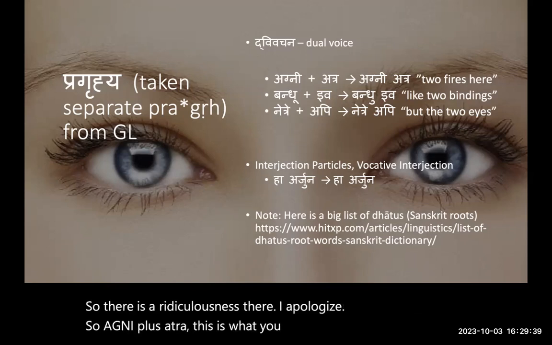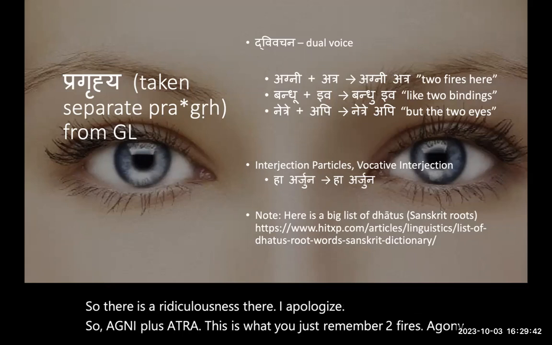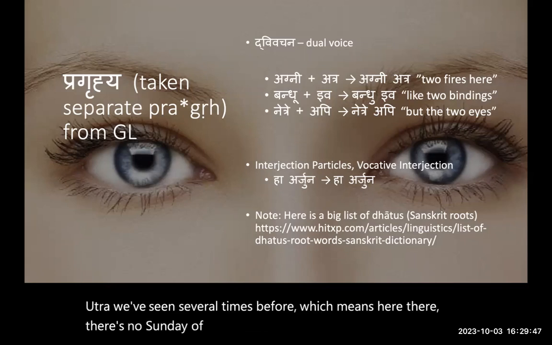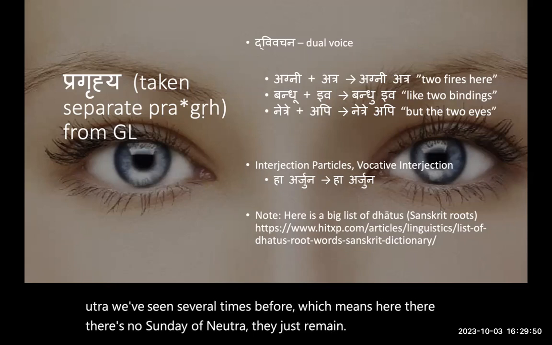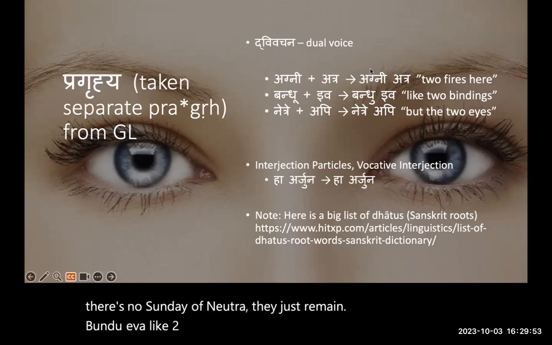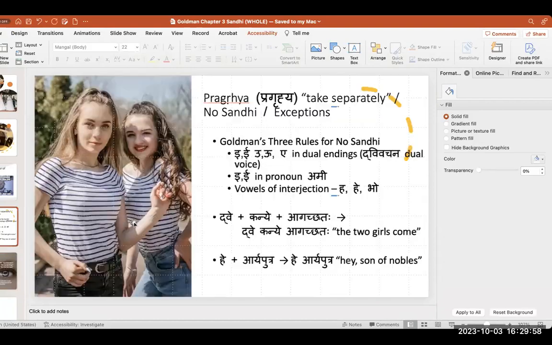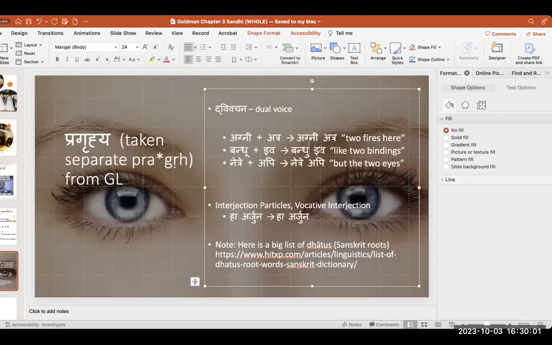So Agni plus Atra. This is what you just remember. Two fires, Agni, Atra, we've seen several times before, which means there's no sandhi. Agni, Atra, they just remain. Bandhu, Eva, like two bindings. So that's still bandhu. The dual there, bandhu, like a lock, like when you're doing pranayama, a lock, a binding. Bandhu, Eva, like two bindings, no sandhi.